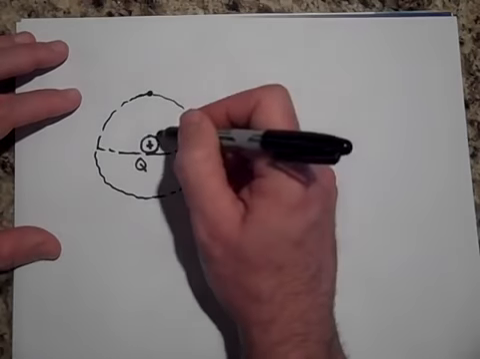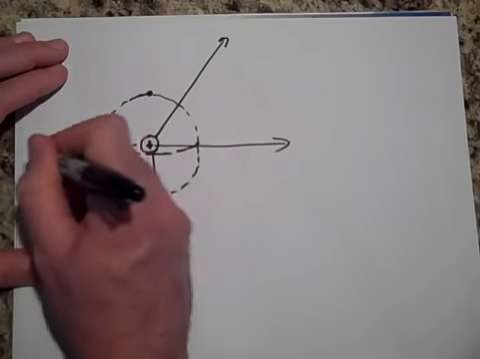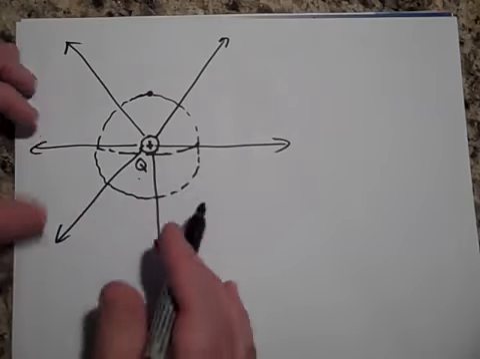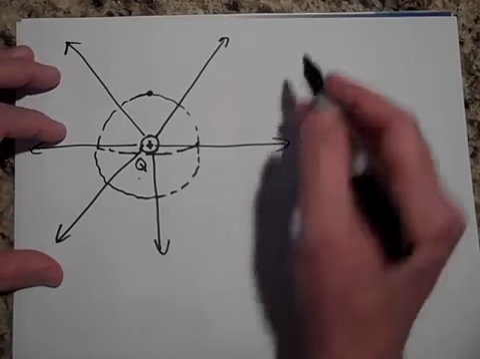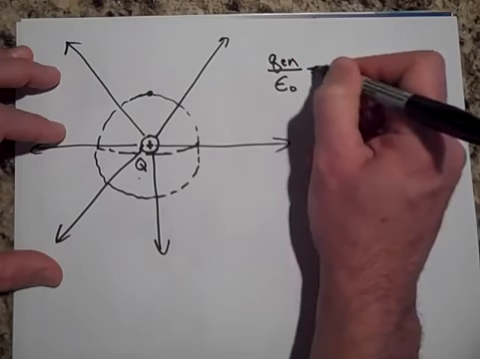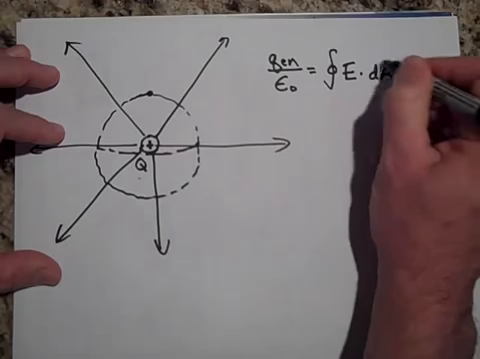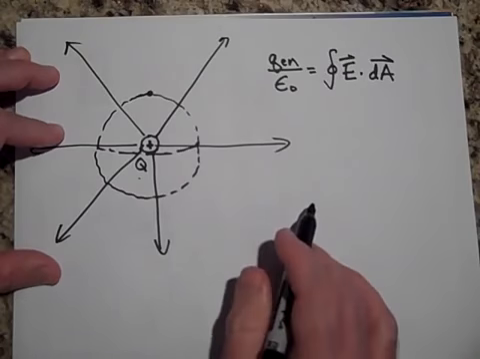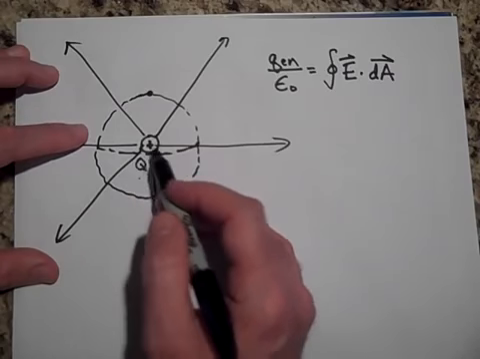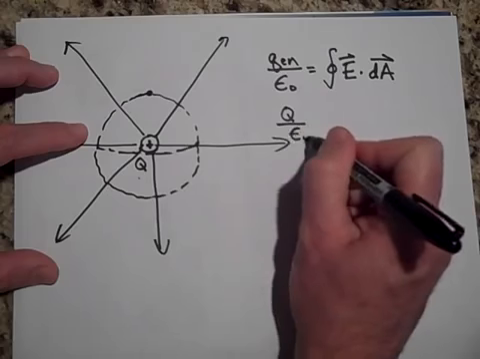And the field goes out in all directions from this. I'm only drawing them in the plane of the page, but it's actually coming out at us too. Then I just write down the Q enclosed by the Gaussian surface over epsilon naught is equal to the closed surface integral of E dot dA. Now that's a surface integral. I said the only thing that matters is the charge enclosed by the Gaussian surface, and so it's just Q over epsilon naught.